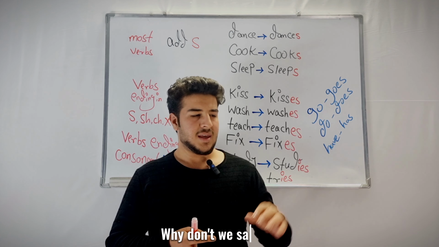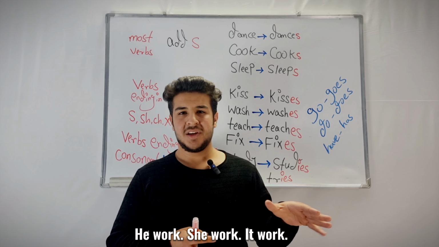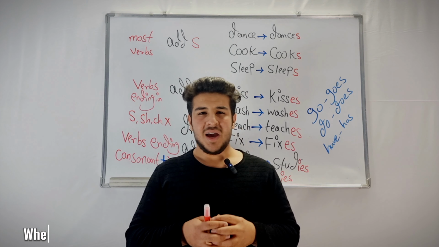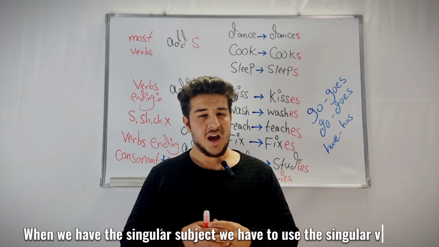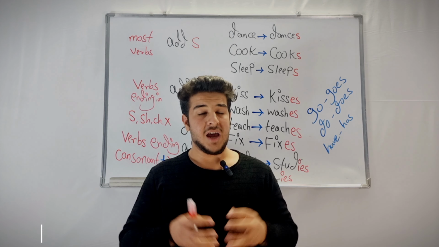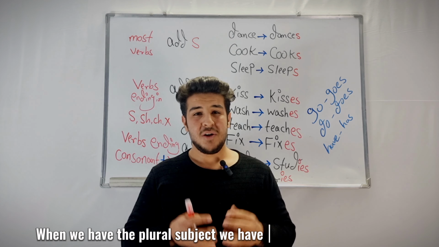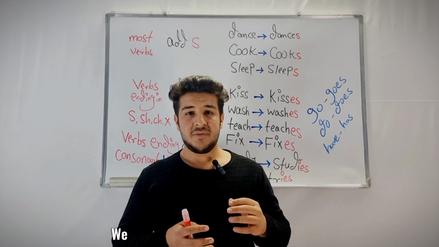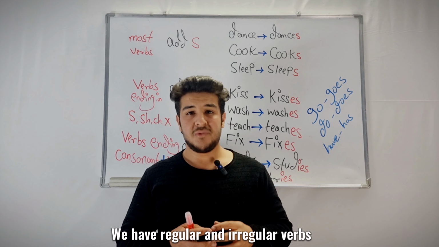Why do we say he works, she works, it works? Why don't we say he work, she work, it work? There's nothing to worry about. When we have the singular subject, we have to use the singular verb. And when we have the plural subject, we have to use the plural verb. And we have regular and irregular verbs.